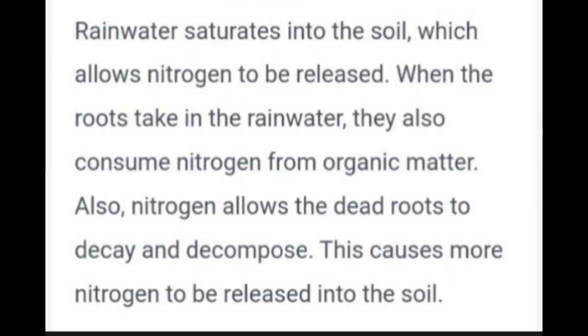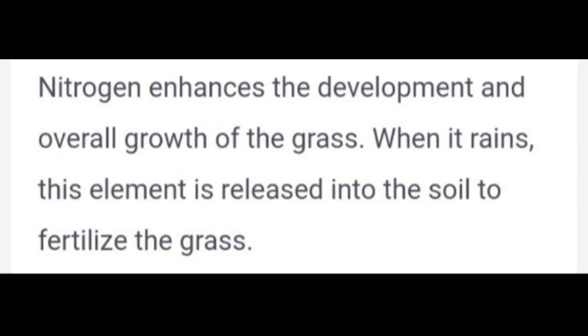Rainwater saturates into the soil, which allows nitrogen to be released. When the roots take in the rainwater, they also consume nitrogen from organic matter. Also, nitrogen allows the dead roots to decay and decompose. This causes more nitrogen to be released into the soil. Nitrogen enhances the development and overall growth of the grass. When it rains, this element is released into the soil to fertilize the grass.